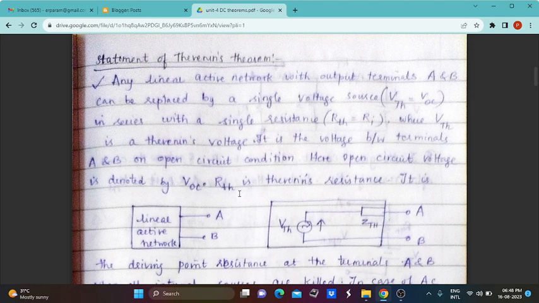Here RTH is Thevenin's resistance. Normally in any circuit arrangement, whenever a voltage source is there, it should be connected with a resistor in series, and if a current source is there, the resistor should be connected in parallel with the current source. This is the normal connection in any circuit.